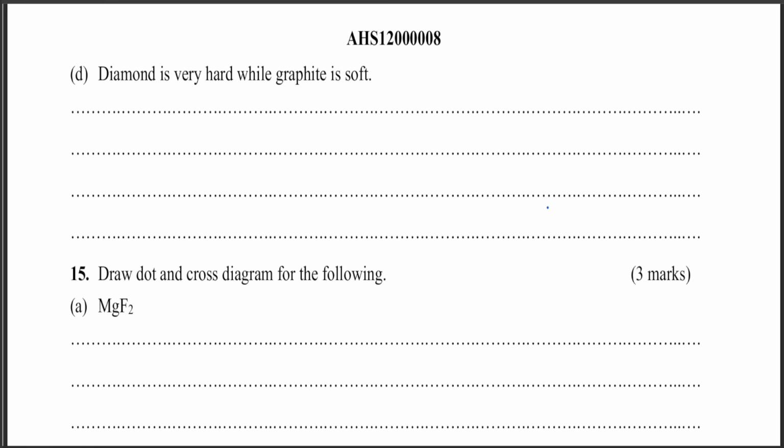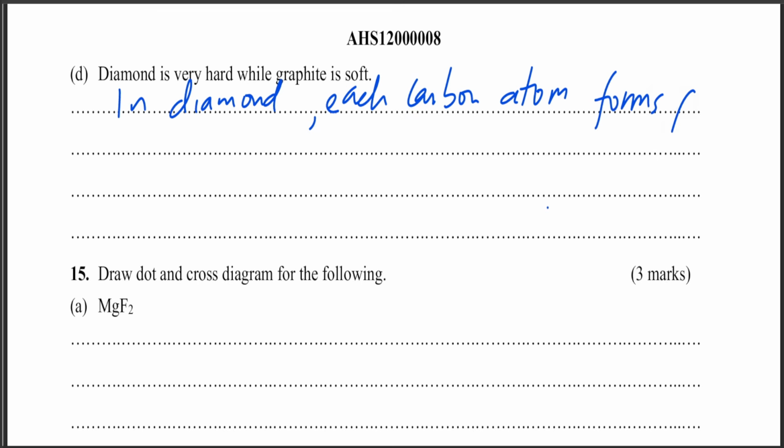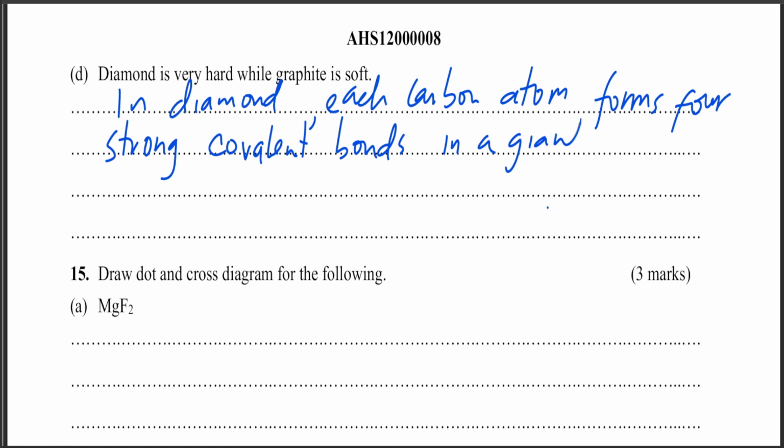So in short, in diamond, the reason why it's very hard, each carbon atom forms four strong covalent bonds. So all carbon atoms form strong covalent bonds, while in graphite, three electrons are used in bonding, leaving one electron as the localized electron. So it forms four strong covalent bonds. There are no weak molecular forces or intermolecular forces, nothing like that, in a giant three-dimensional structure.